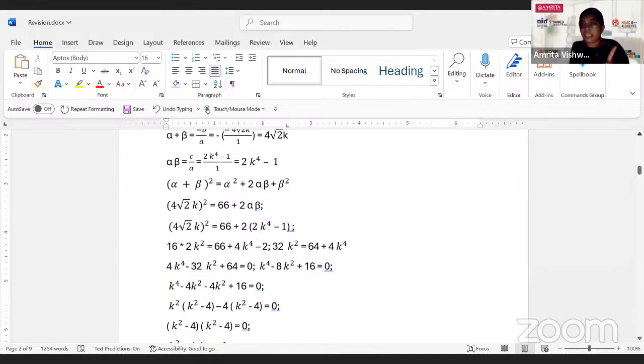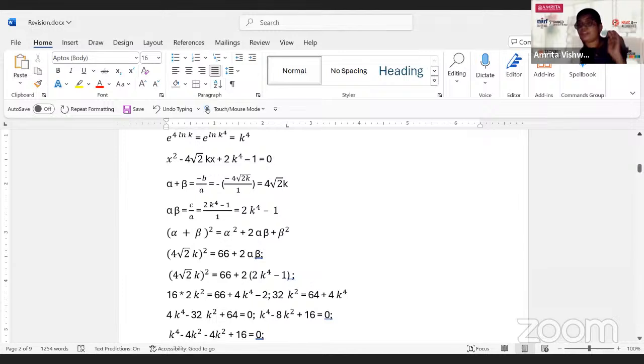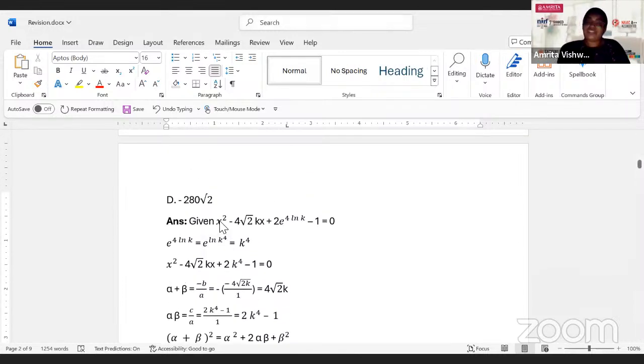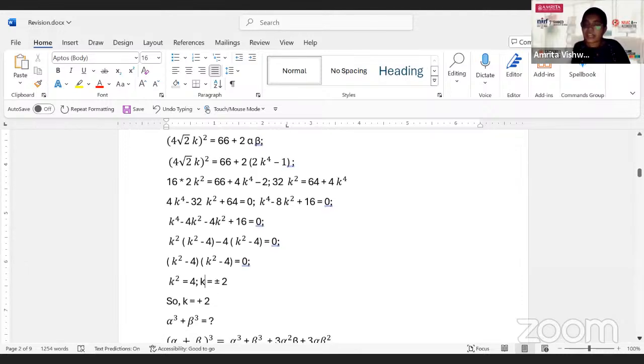Now coming to whether to take the positive or negative value, because what I got for k is plus or minus 2. Here it is e raised to log k raised to 4, so the negative value will not be applicable. So we are going to take the value of k as 2.